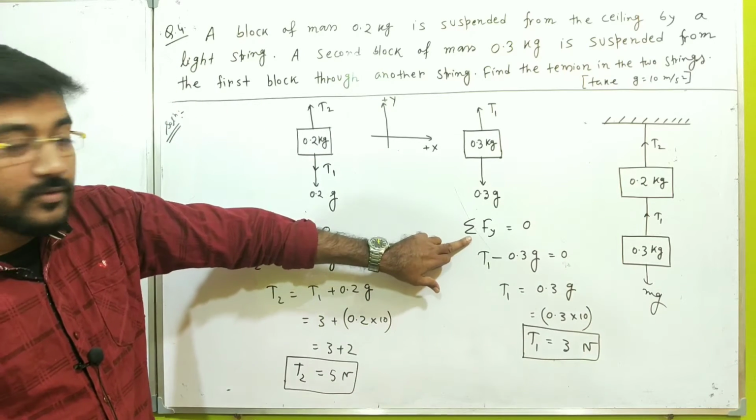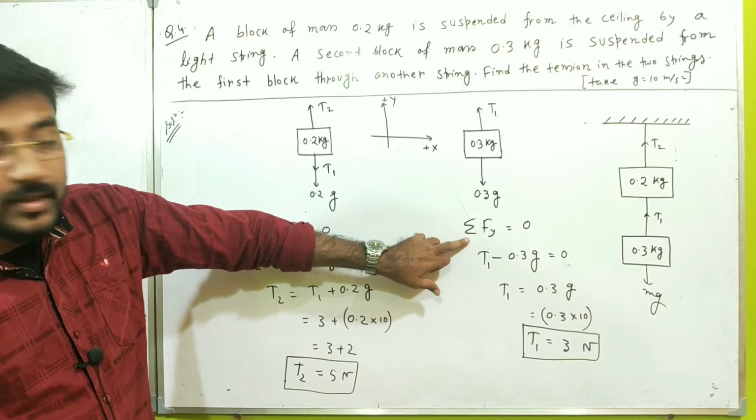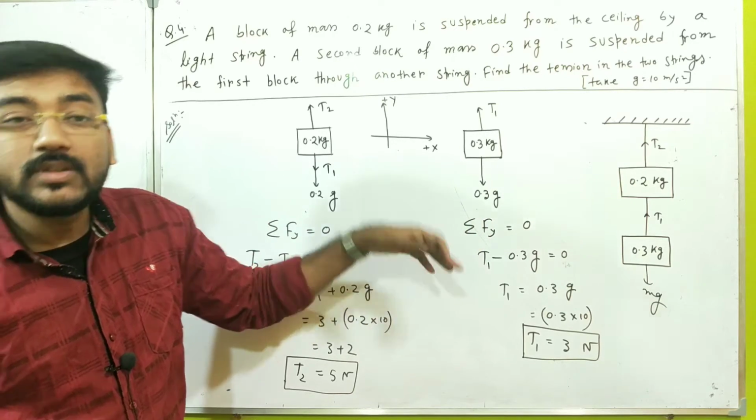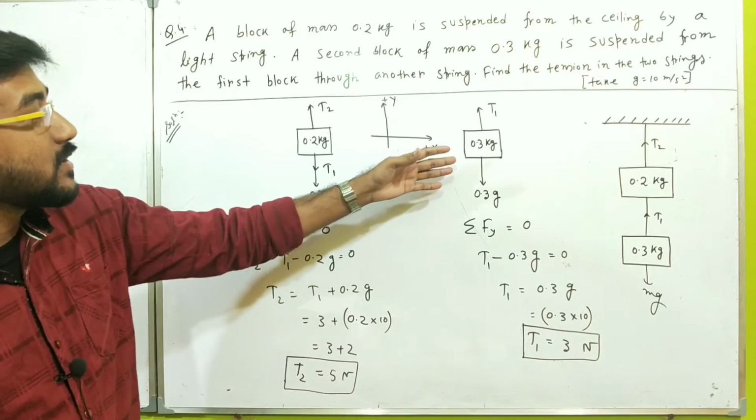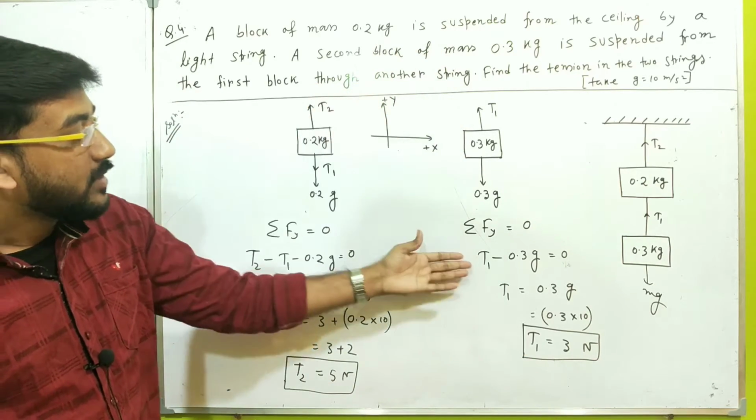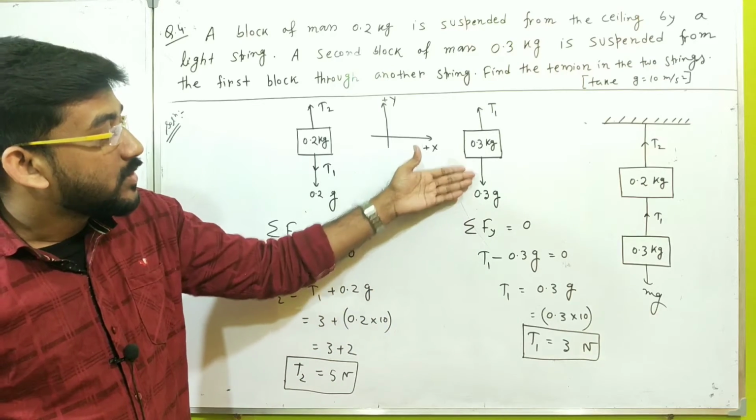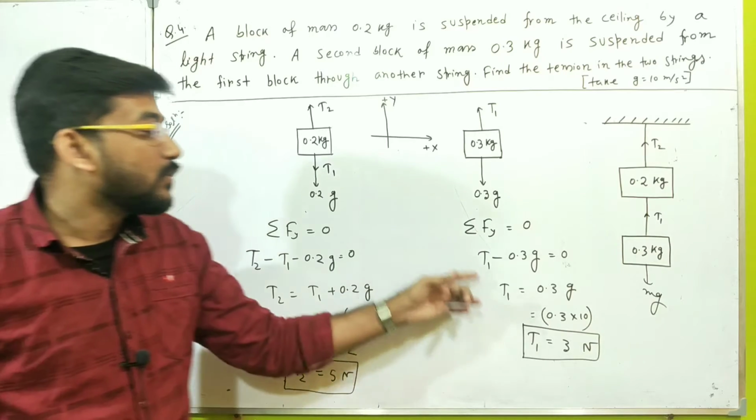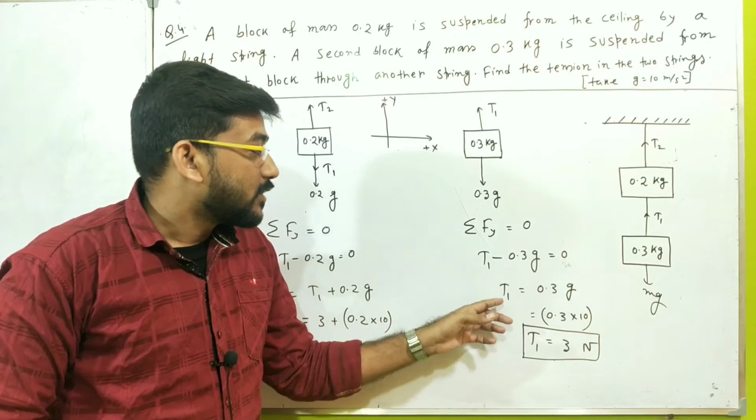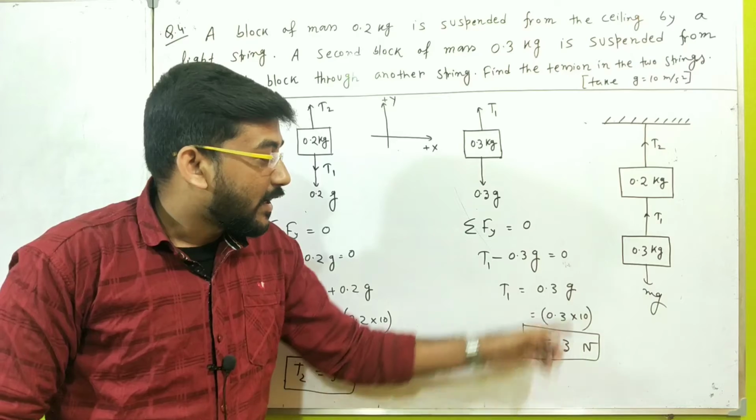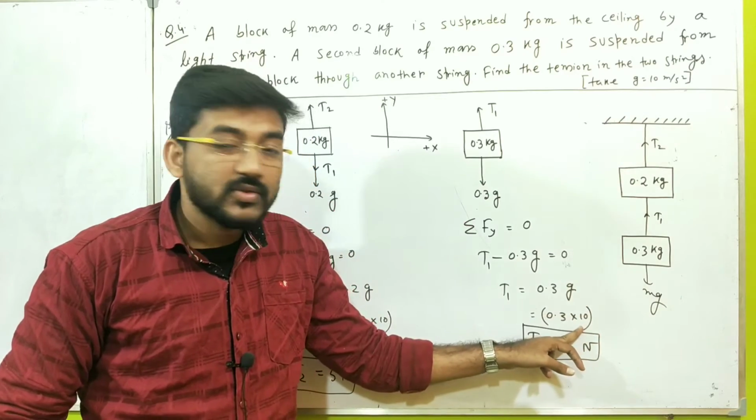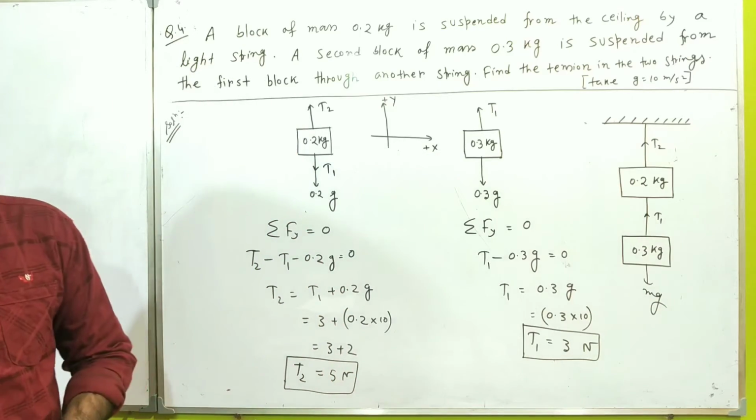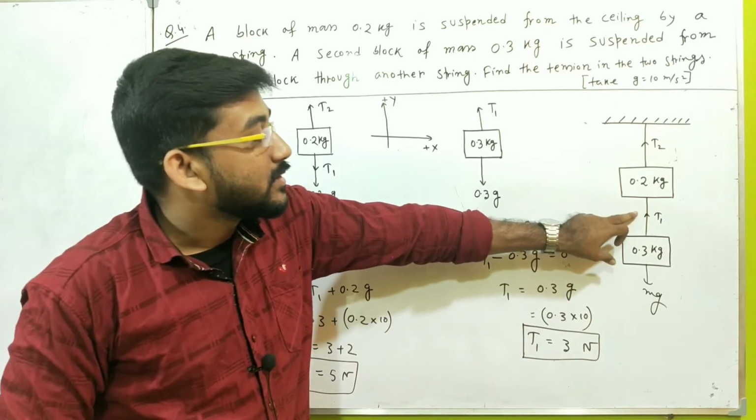And summation Fy, when we take summation, that means we have to take the summation with sign. So, here as T1 is along the positive direction, I have taken T1 as positive, and 0.3g is in downward direction, so I have taken 0.3g as negative. So, it will be T1 minus 0.3g is equal to 0, that means T1 is equal to 0.3g, and as we have to take g is equal to 10 meters per second square, multiply 0.3 with 10, you will get obviously T1 is equal to 3 Newton, and that is nothing but the tension in this string.